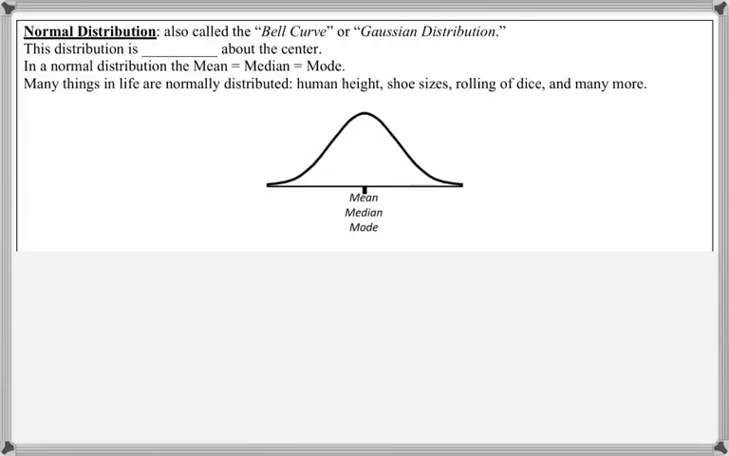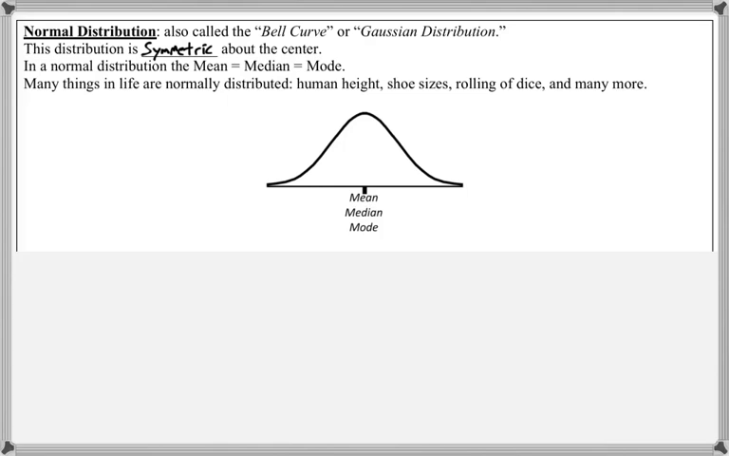The next topic is the normal distribution, which is a very big topic and very important for statistics. The normal distribution is sometimes called the bell curve because it kind of looks like a bell, and sometimes it's also called the Gaussian distribution. The normal distribution is symmetric about the center. And in a normal distribution, the mean, median, and mode are all equal.